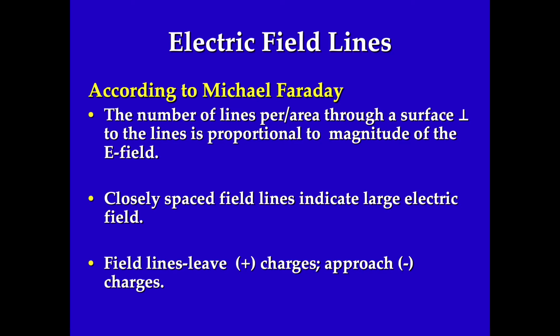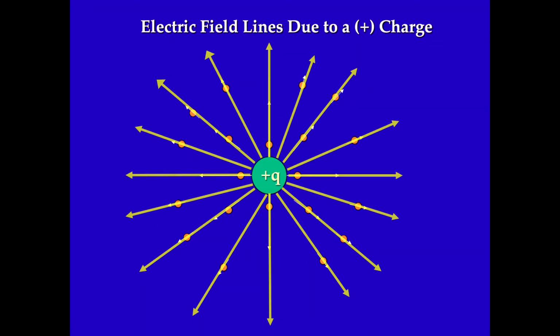And so he said that the number of lines per unit area passing perpendicularly through a surface is proportional to the magnitude of the electric field. By the way, the number of lines is just an arbitrary number. We'll just call it n. So for example, let me go back to the previous slide. If I made that charge twice as large, I would have twice the field. Then I would have to draw twice as many lines to indicate that I have twice the field.